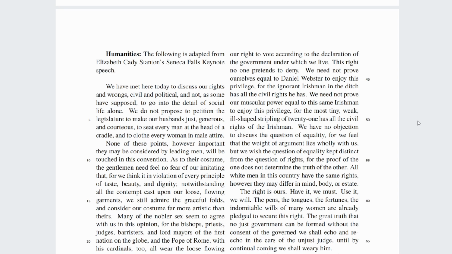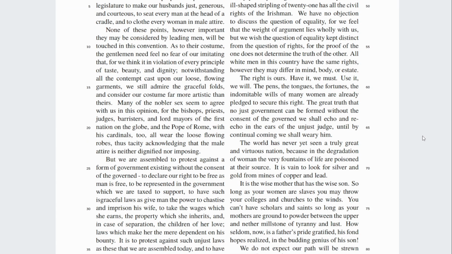All white men in this country have the same rights, however they may differ in mind, body, or estate. The right is ours. Have it we must. Use it we will. The pens, the tongues, the fortunes, the indomitable wills of many women are already pledged to secure this right. The great truth that no just government can be formed without the consent of the governed, we shall echo and re-echo in the ears of the unjust judge, until by continual coming we shall weary him.